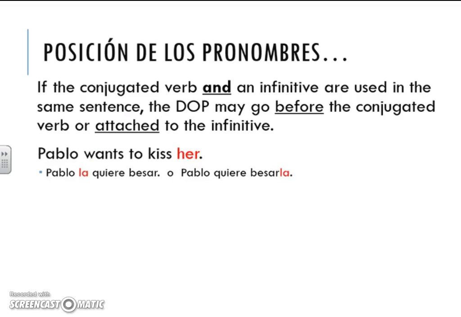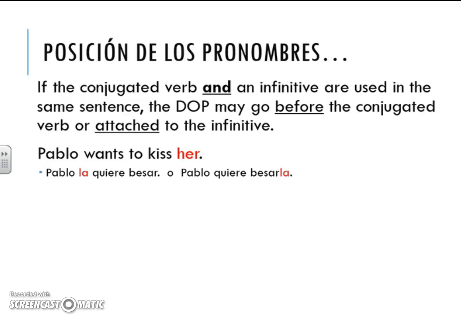Example number 1, we're saying Pablo wants to kiss her. So her is our direct object. He wants to kiss who? Her. So we have two options. We have "Pablo la quiere besar." Okay, "quiere" is our conjugated verb, "besar" stays in the infinitive, "la" goes before the conjugated verb. Or we could simply say "Pablo quiere besarla," and you can attach "la" to the end of the infinitive.